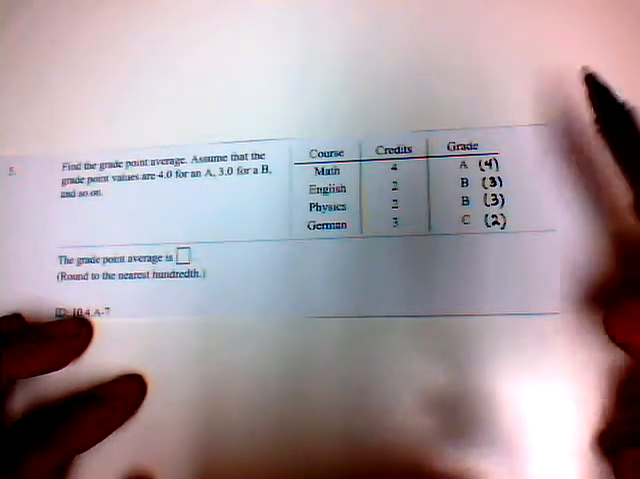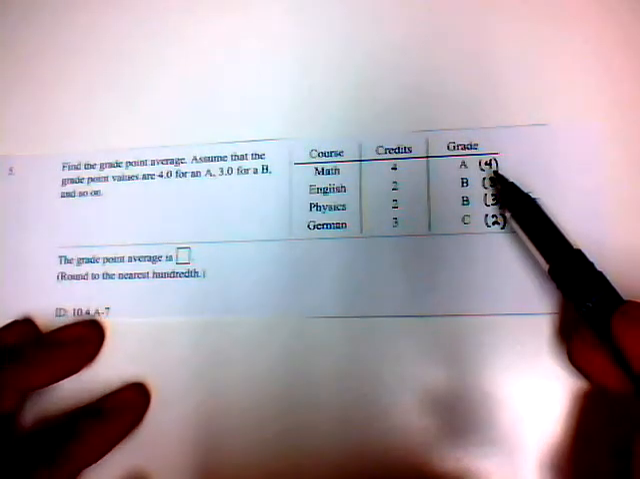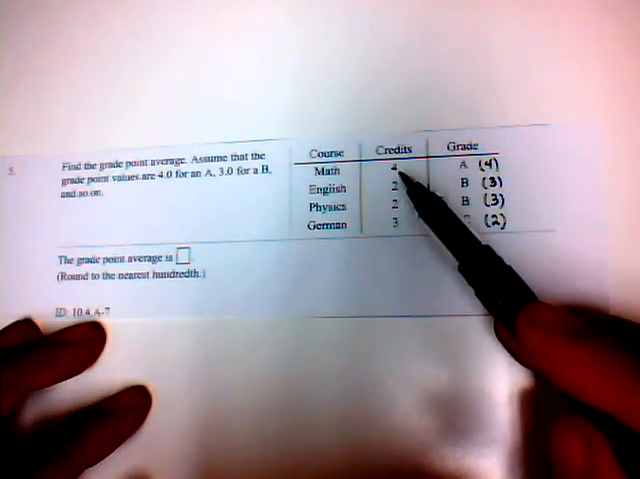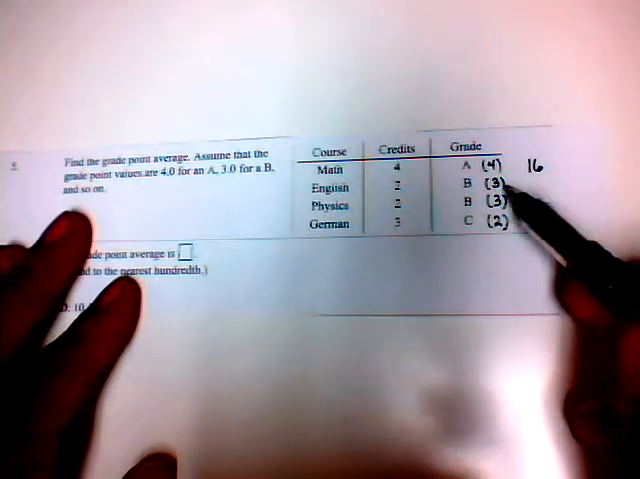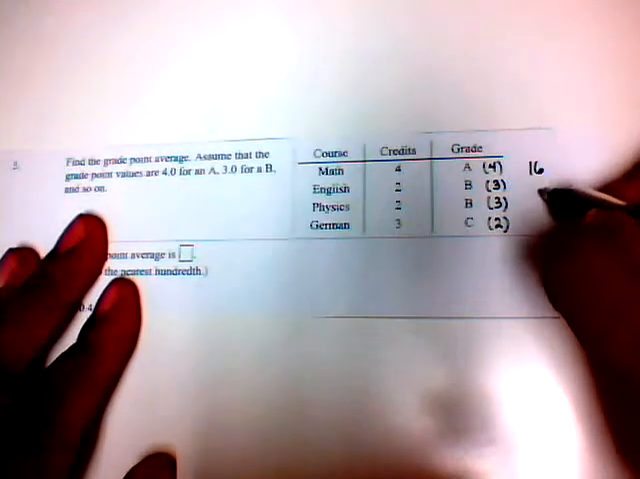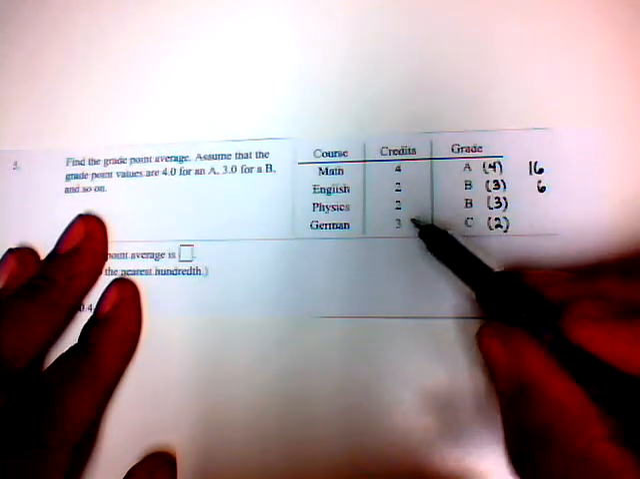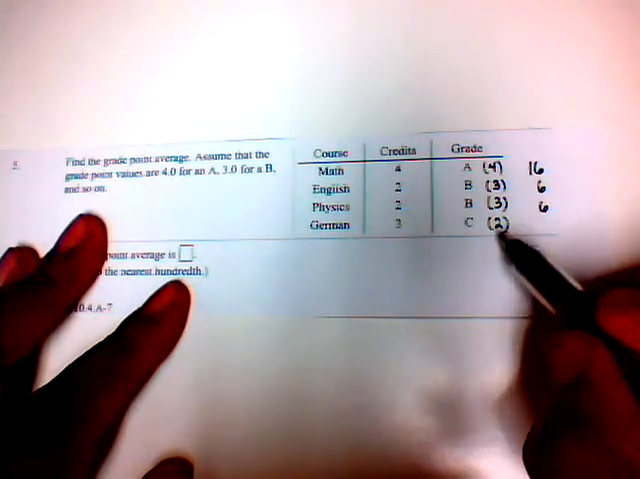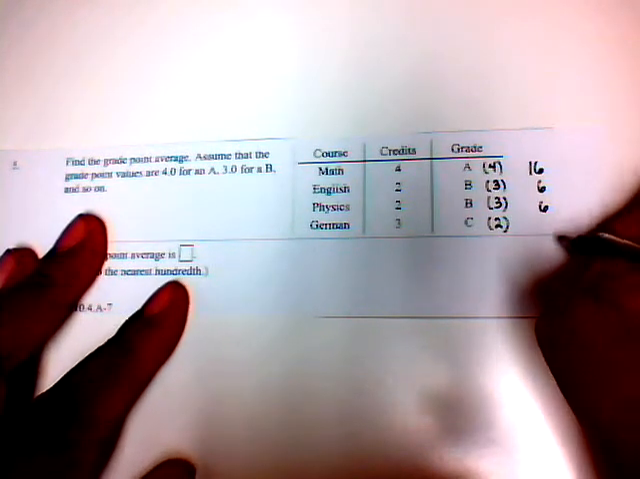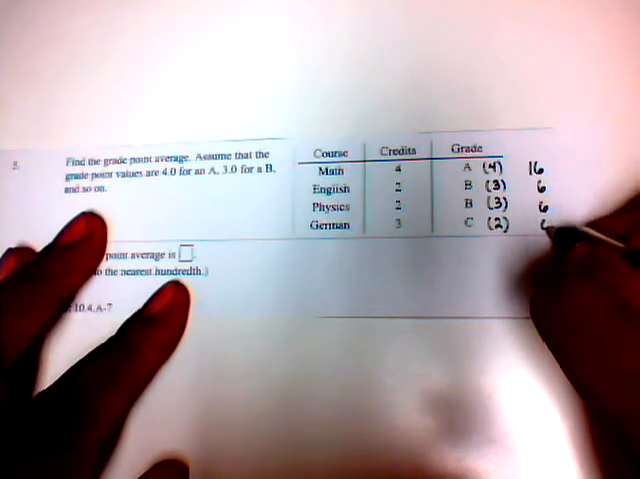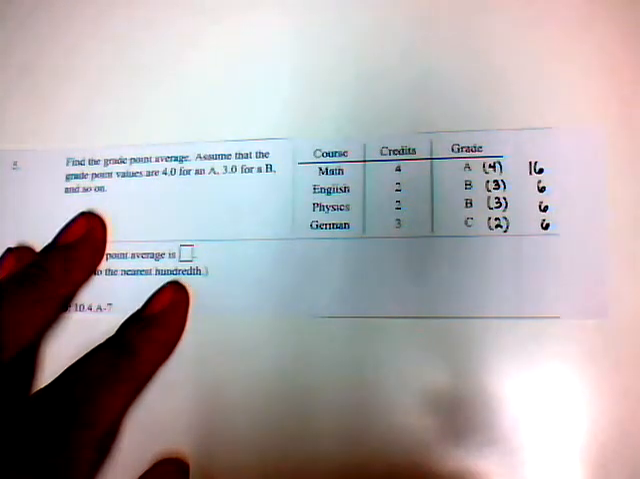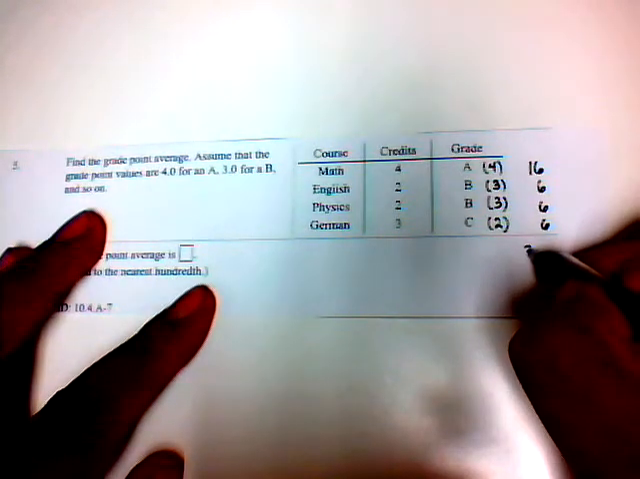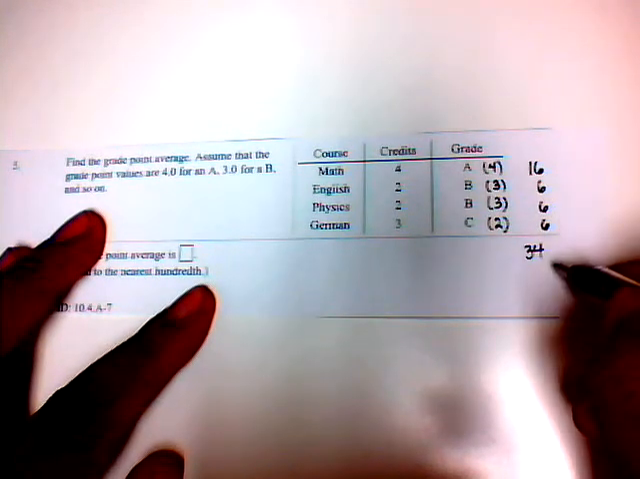Now the way we're going to do this, we're going to multiply the grade point value by the number of credits. So here 4 times 4, that's 16. And then 3 times 2, that's 6. Then 3 times 2, again, that's 6. And then 2 times 3, that's 6. Now we're going to add these totals together. 16 plus 6 plus 6 plus 6. That will give me 34. So those total points are 34.